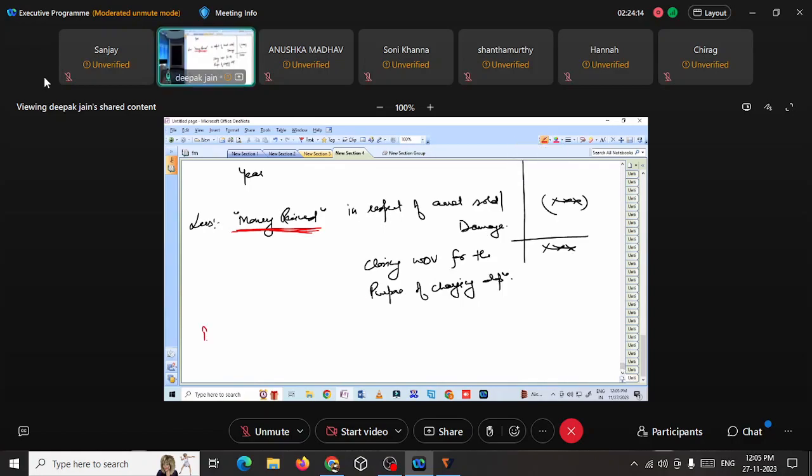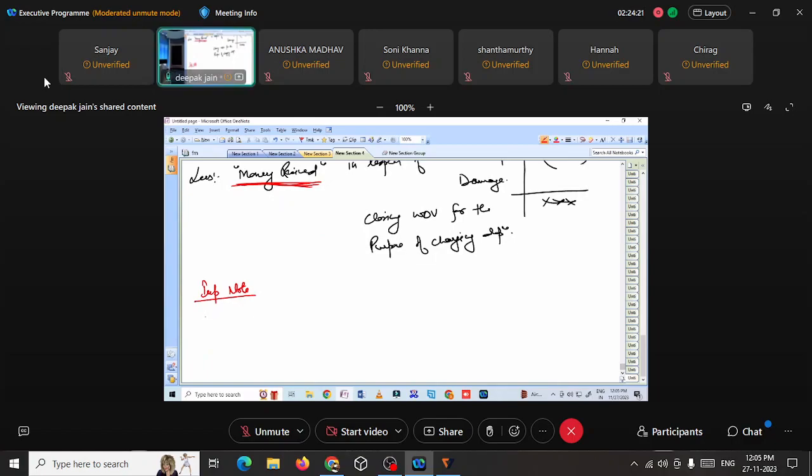Important note. Number one, closing WDV cannot be negative in any case. It may be positive, it may be nil, but it cannot be negative.